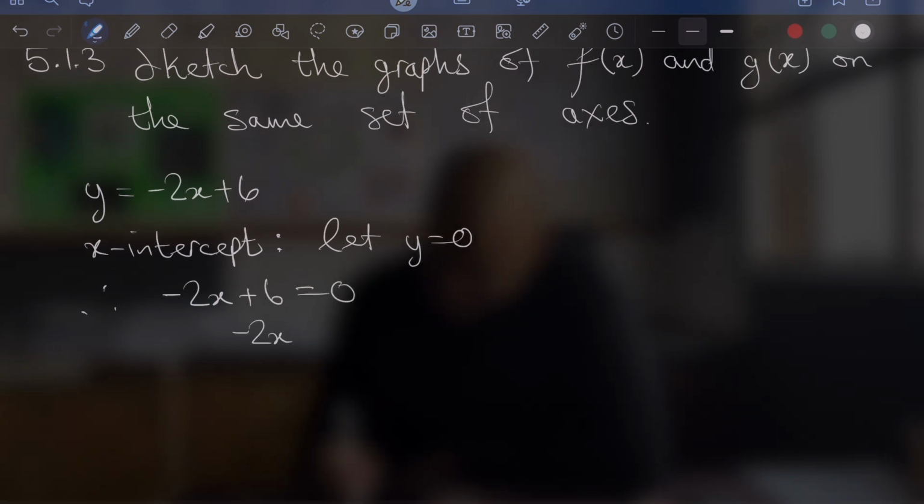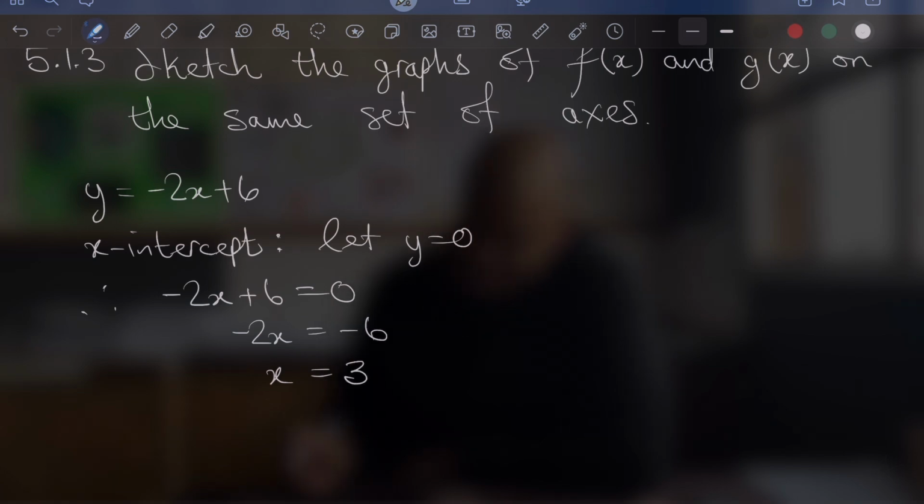I have negative 2x equals negative 6, and I divide both sides by negative 2, and I have an answer of positive 3. So my x-intercept is at 3, my y-intercept is at 6.